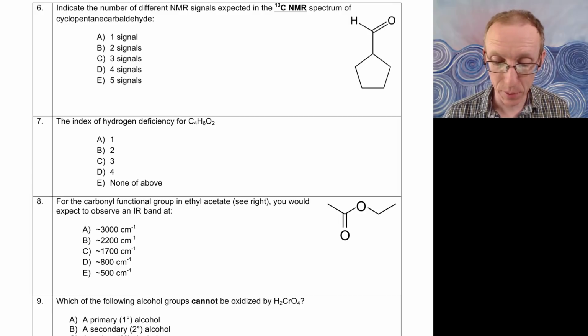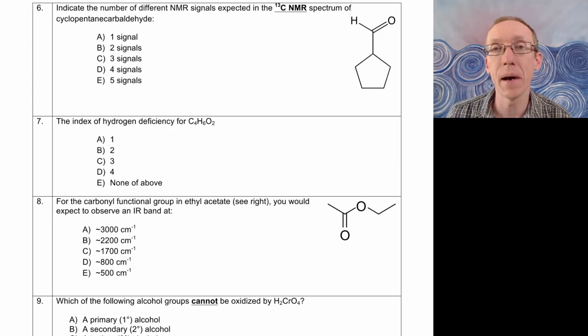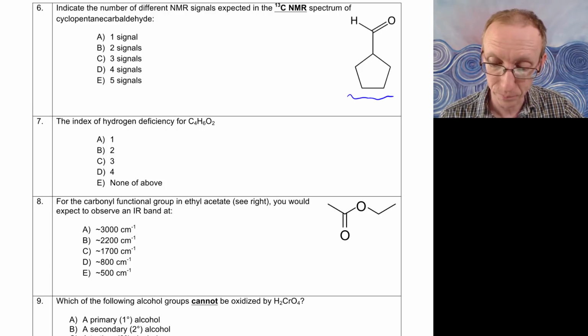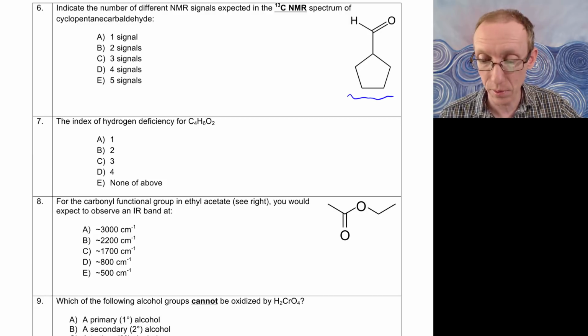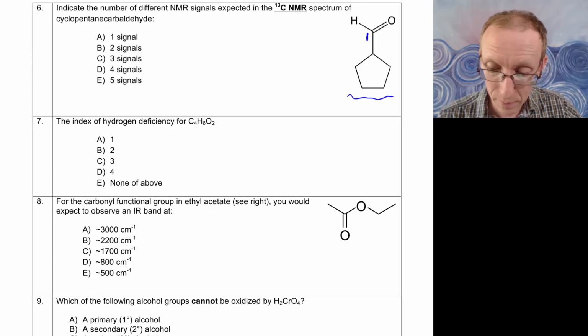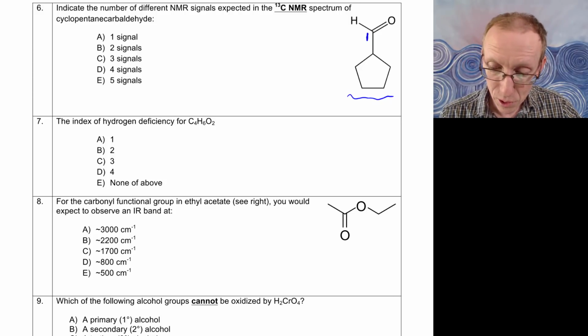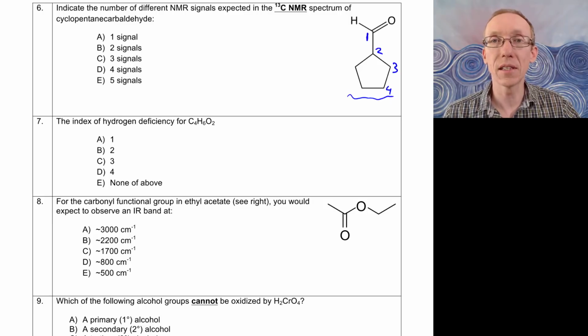Okay, question 6. Now we're looking at spectroscopy. How many different NMR signals would be expected in the carbon-13 spectrum of cyclopentane carbaldehyde? So this molecule over here. So let's count them up. We're only looking at the carbon groups. So here we've got 1 for the carbon that has the double bond to oxygen, so the carbonyl carbon. 2 for this position here. 3, and then 4. And then we've got the question of what about symmetry?